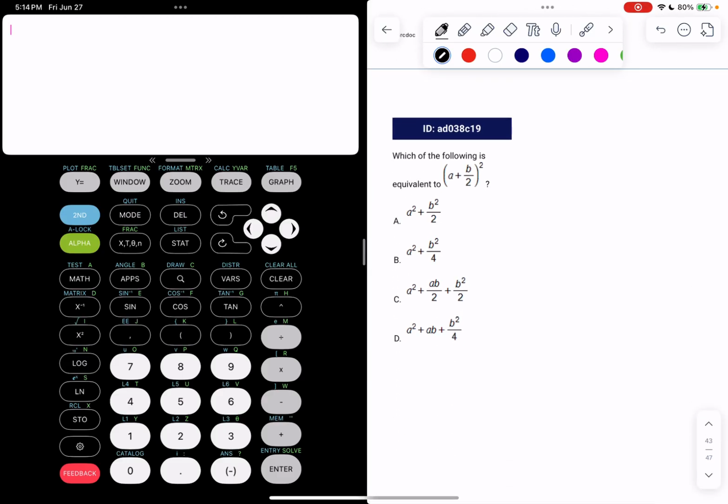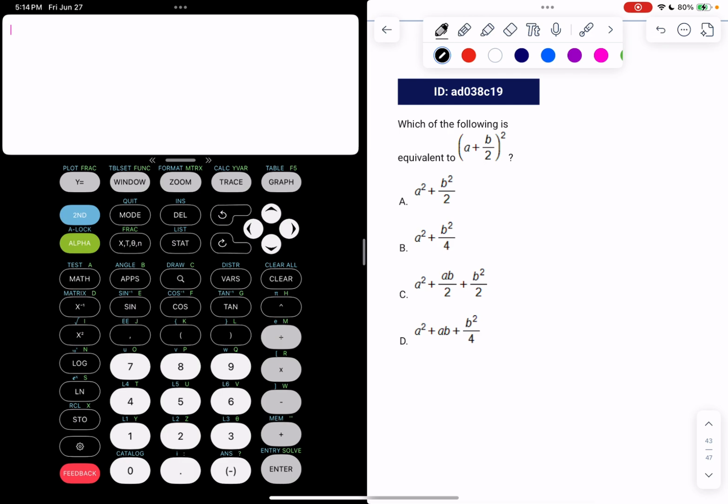All right, let's try this guy. Which of the following is equivalent to quantity a plus b over 2 squared? All right, well, let's think about this. Let's notice those variables in the answer choices. This is going to be a plug-in. Let's try it out. What do we have here? Maybe we can make a 5 and b 6. How does that sound? So let's see what this would be with real numbers.